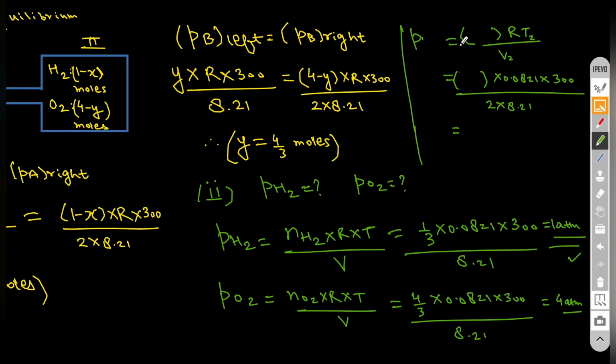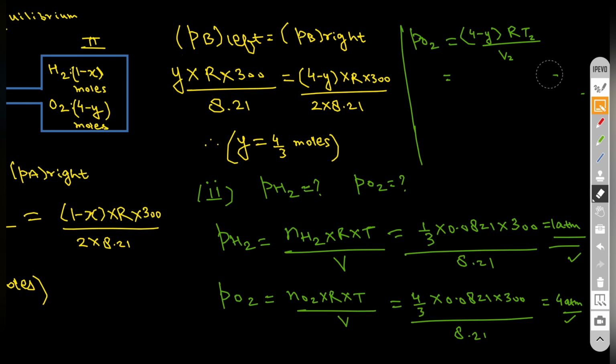So pressure of O2 gas on the right side will be 4 minus y multiplied by RT2 divided by V2. So 4 minus, what is y? It is 4 by 3, and it will be 12 minus 4, which is 8 by 3. It will be cancelled out. It will come out to be 8 by 3 multiplied by 3 divided by 2. So it is 4 atm basically. So we can verify our answer.